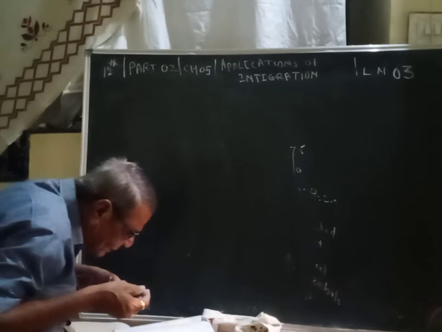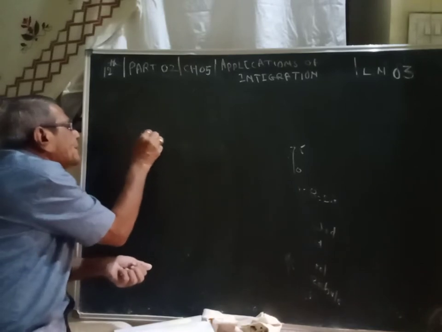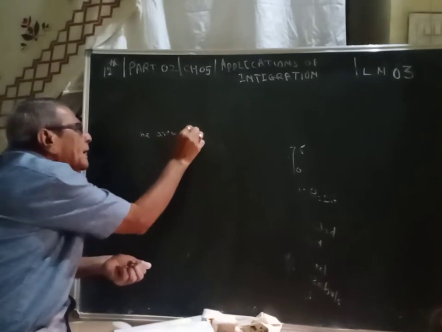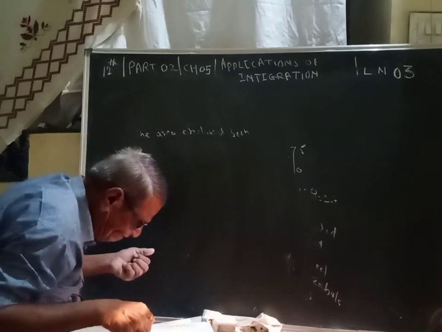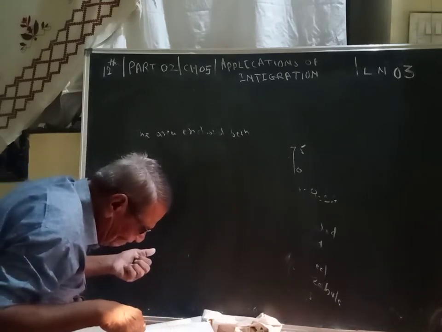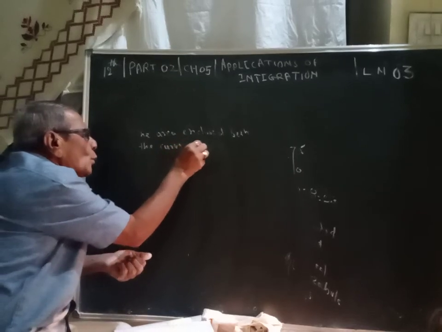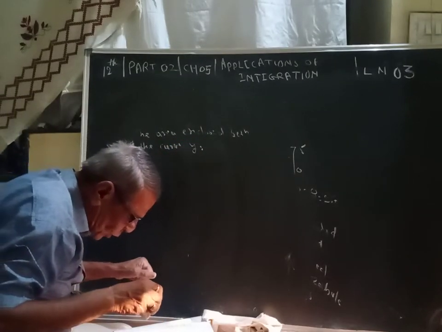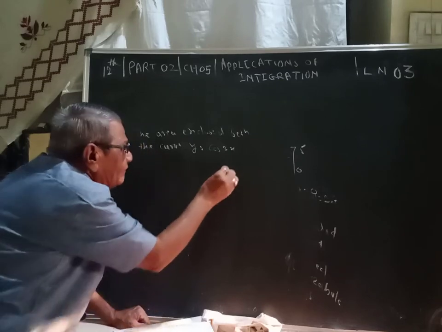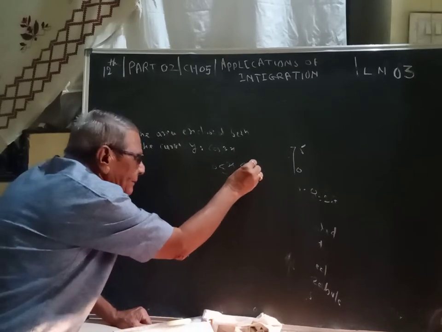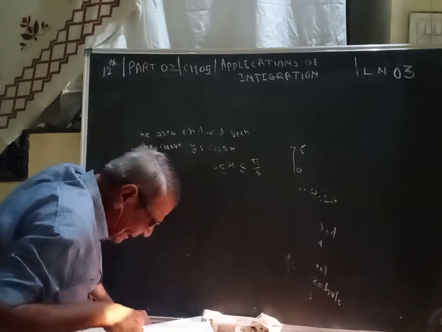The area enclosed between the curve y is equal to cos 3x, where x is greater than or equal to 0 and less than pi by 6, and the x-axis.